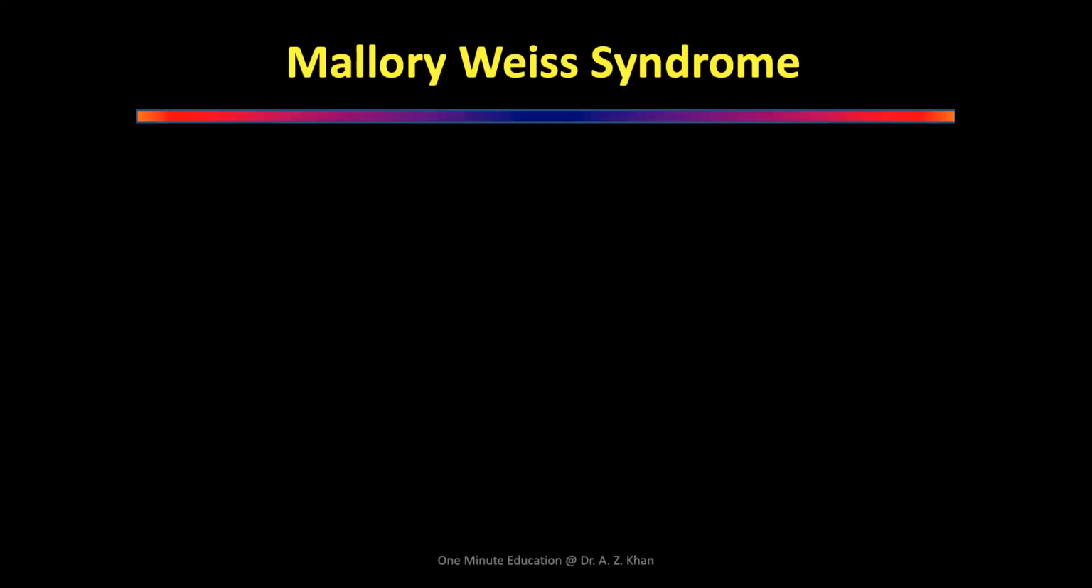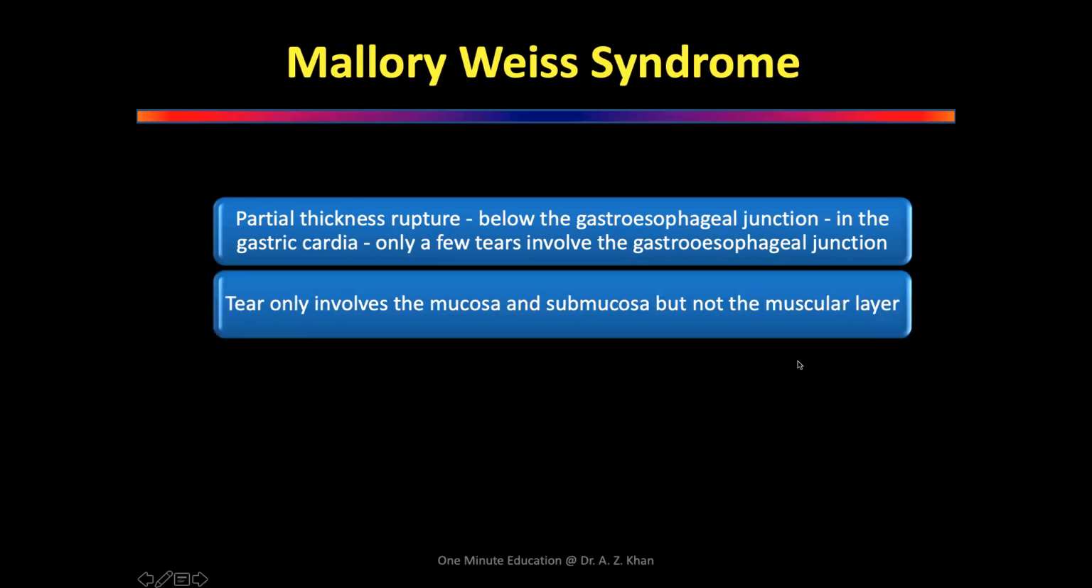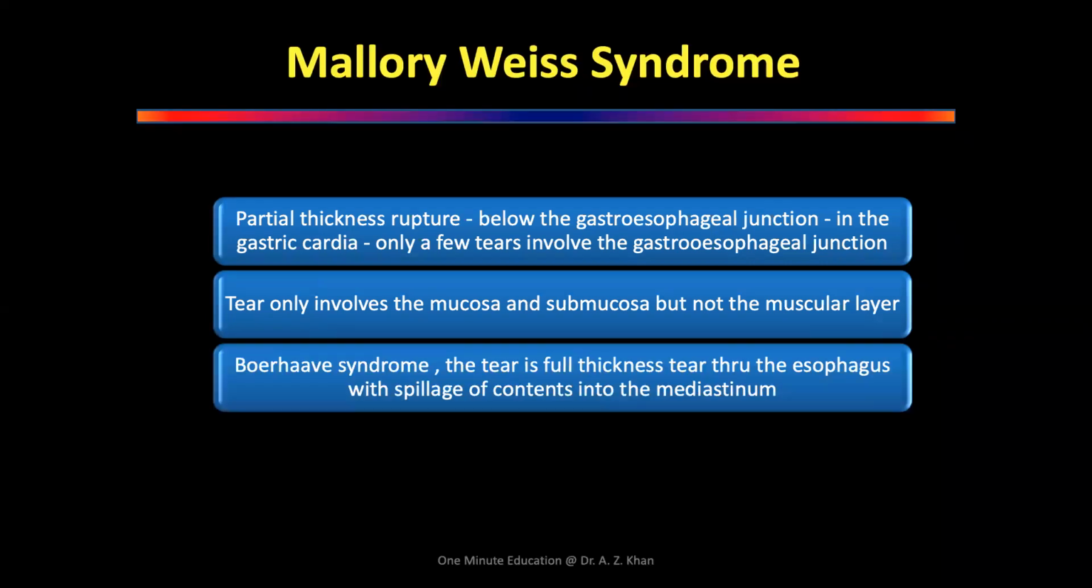Okay, so the important points are, it's a partial thickness rupture, usually around the GE junction, usually below the GE junction in the gastric cardia. Only a few tears involve the GE junction itself. Tears only involve the submucosa and the mucosa, but not the muscular layer. Okay, if you haven't got these two words in, you have to deduct half a mark. Okay, otherwise it's not a valid answer.